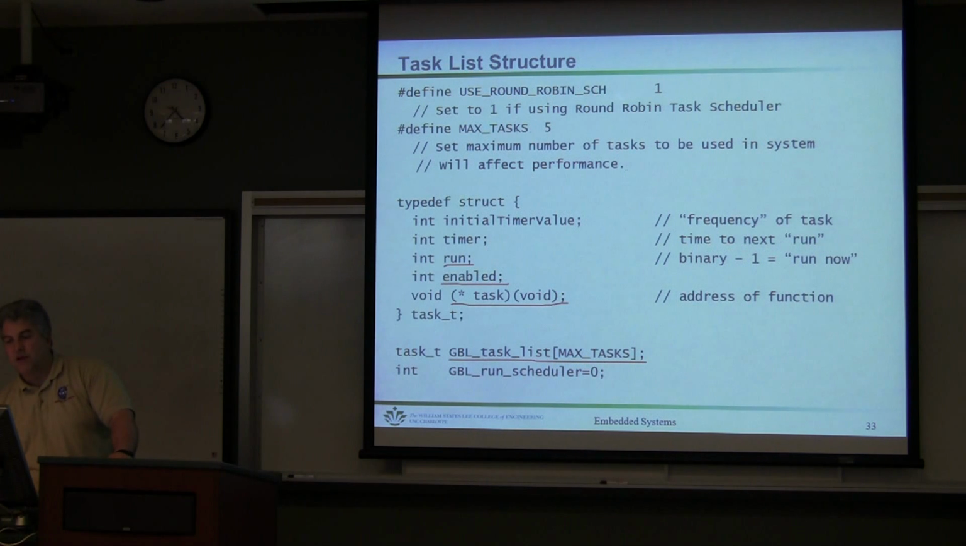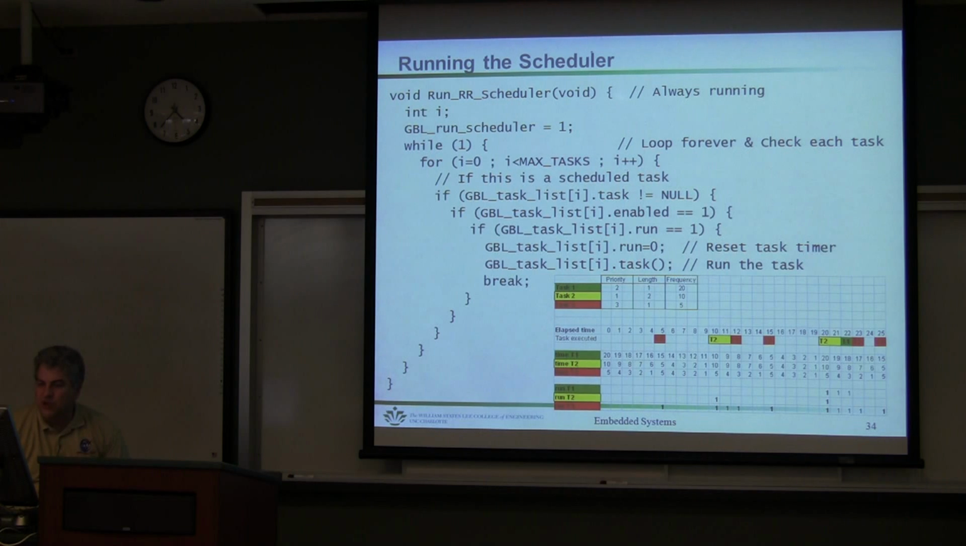So here's an example. If we say that we're going to use the round robin scheduler and we have 5 tasks, let's look at the example as we go through. This is the round robin scheduler code that is always running. Because it has the while one loop, this will continue to run forever. You'll usually call this from your main function.